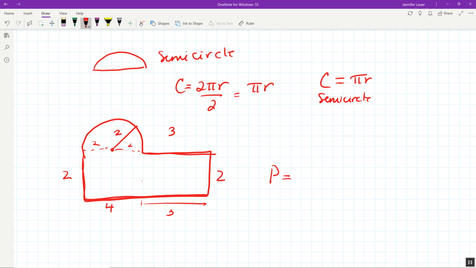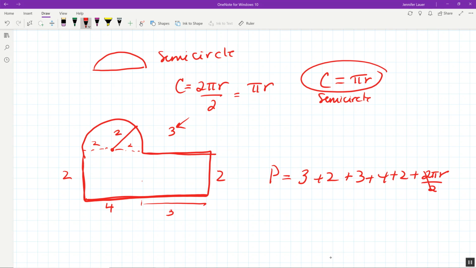So I usually start at one point and work myself around clockwise. So I'm going to start at 3 up here. 3 plus 2 plus 3 plus 4 plus 2. Now I'm at the circumference of the semicircle. So I'm going to say plus 2 pi r divided by 2, or you could just put pi r.